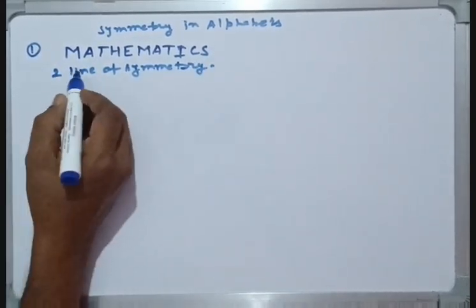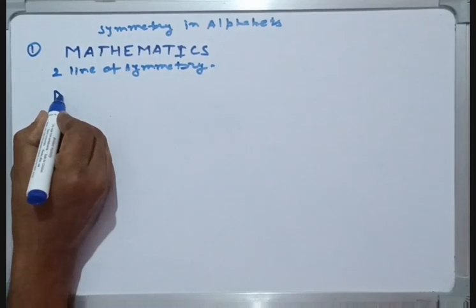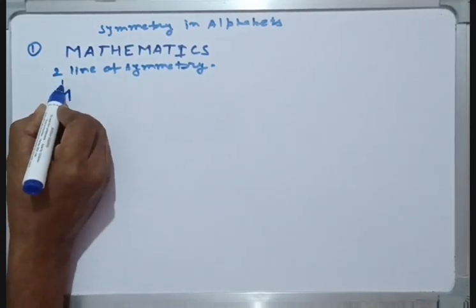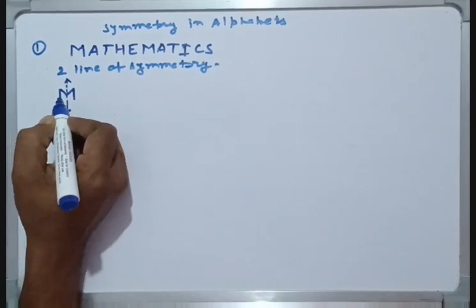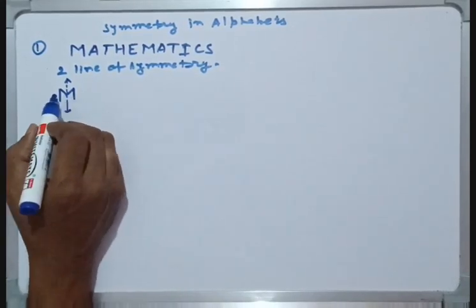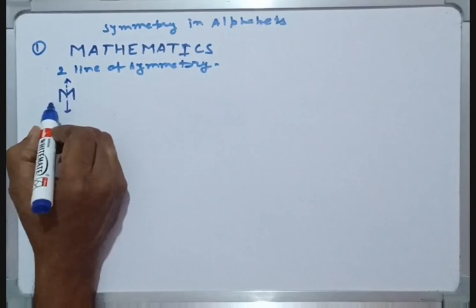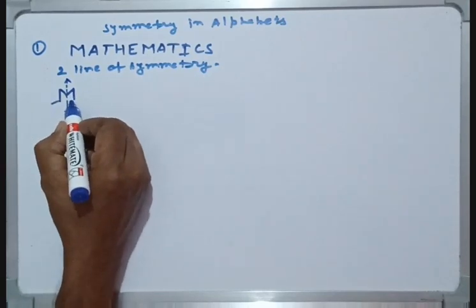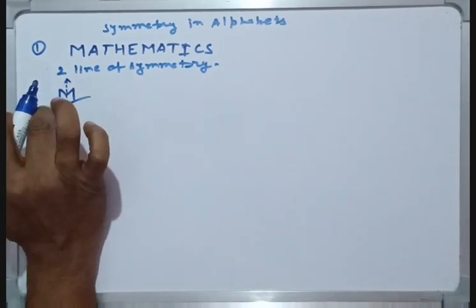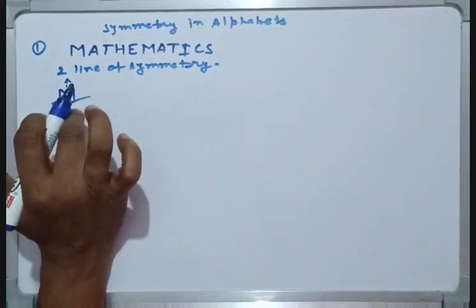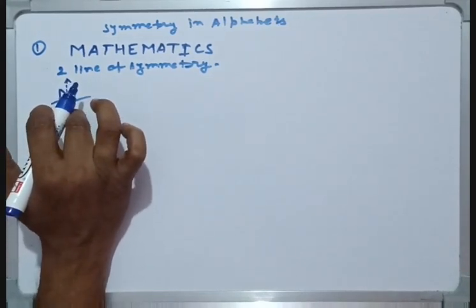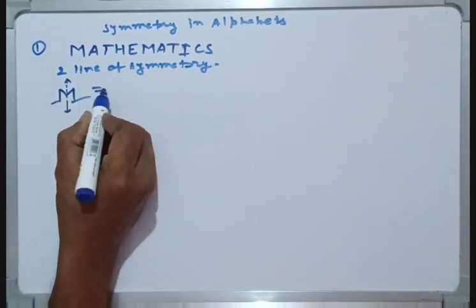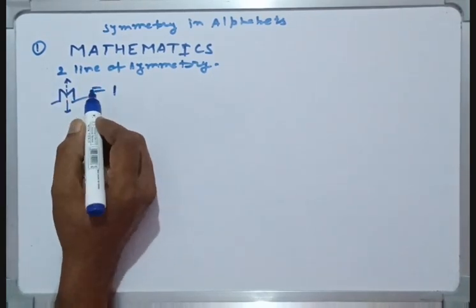in case of this, if we write M, okay, and if we draw a vertical line like this, so only this half part is symmetrical about this one, or you can say this half part is equal in shape and size to this one. Okay, so M has only one line of symmetry.